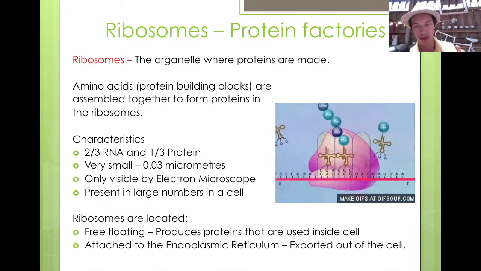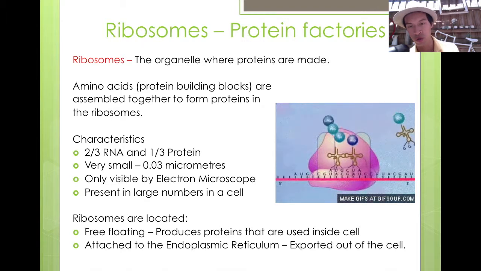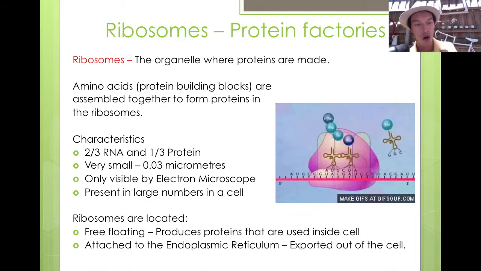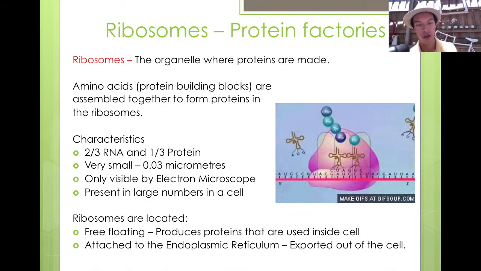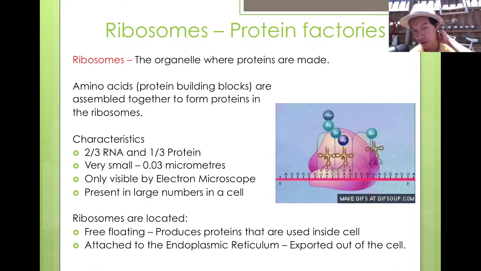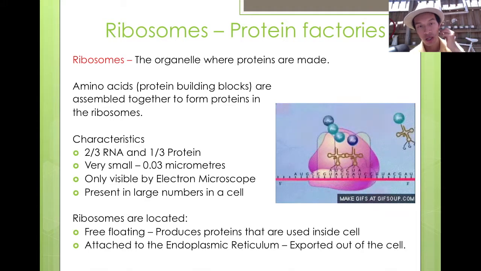Often they are present in large numbers in a cell, because more often than not, cells are required to produce proteins in one form or another. And so there are many ribosomes found in cells, especially in the ones that are required to produce large amounts of protein in the process.